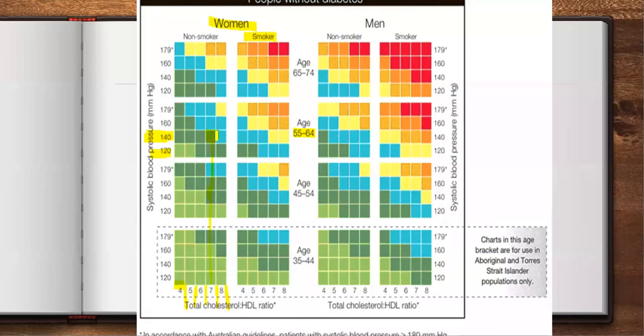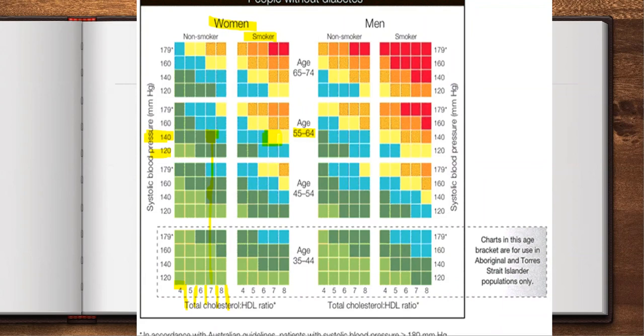Sorry, yeah, she's a smoker, sorry. So she's a smoker, so we'll go from 1, 2, 3, 4. So this one. Okay. So this yellow one will be our box.